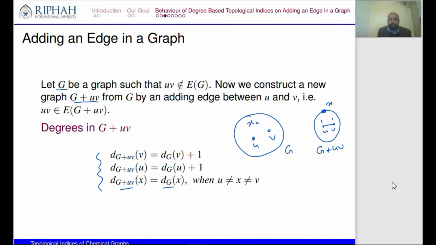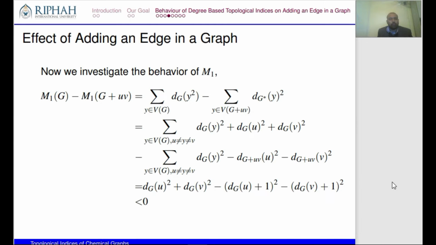Again, please remember this: only the degrees of u and v change, and the degrees of all other vertices remain the same. So now we investigate the behavior of the first Zagreb index, M1 of G minus the first Zagreb index of G plus uv. In the first step, this is exactly the definition of the first Zagreb index for G and G plus uv. We break the summation in such a way that this summation contains all the vertices with the same degrees, whose degrees are unchanged or unaltered.